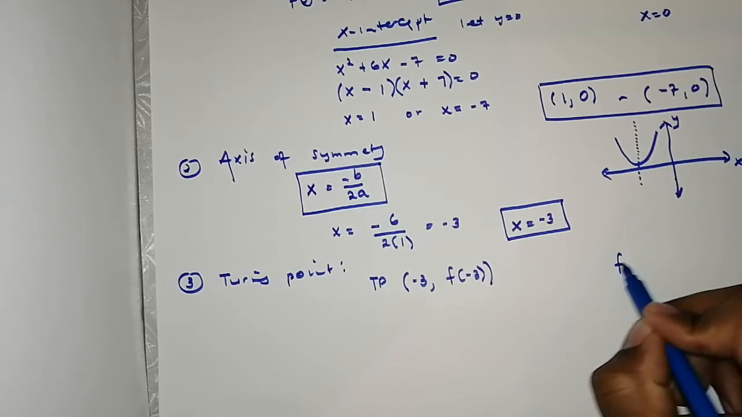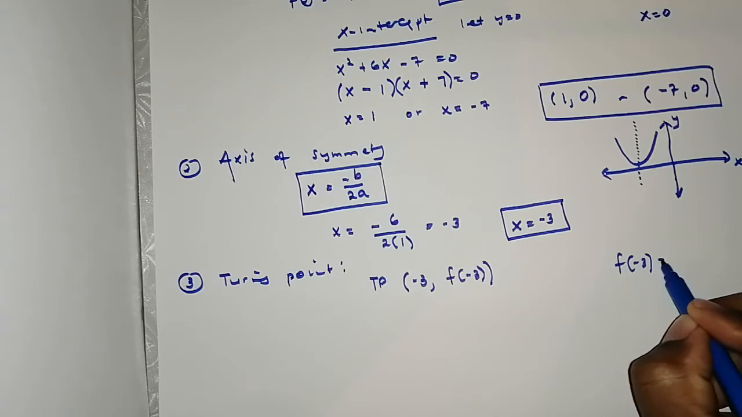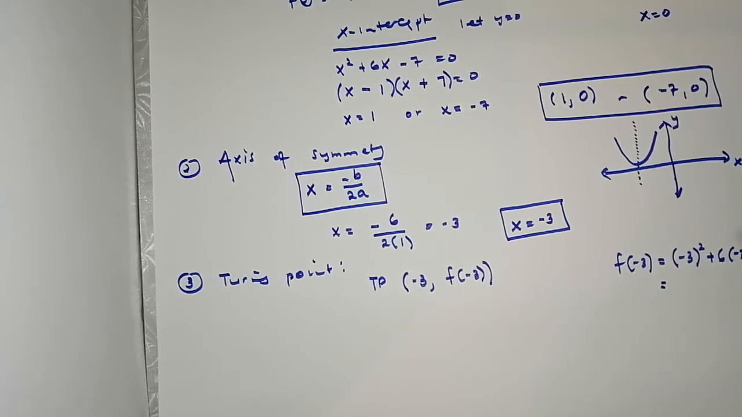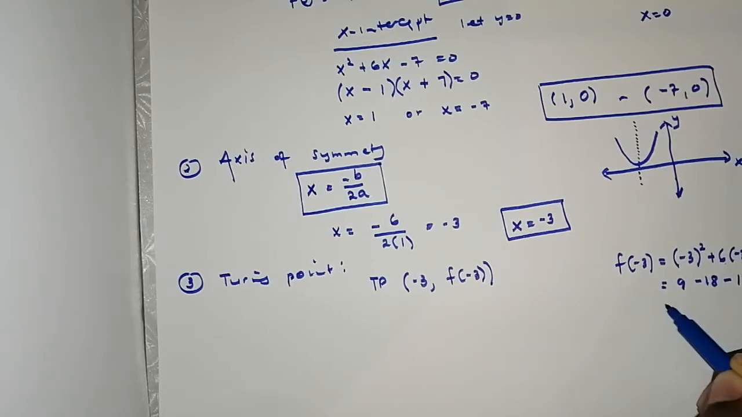Let's just find it. f at negative 3 equals negative 3 all squared plus 6 multiplied by negative 3 minus 7. This is equals to, negative 3 squared is 9, plus 6 multiplied by negative 3, it's minus 18, minus 7. You can just put that on your calculator. Sorry, this is not 17, it's actually 7. Sorry about that.